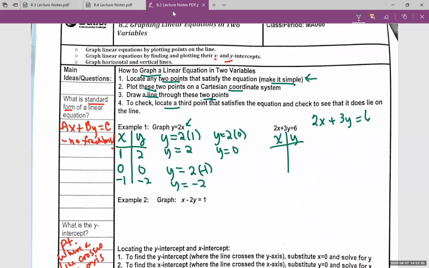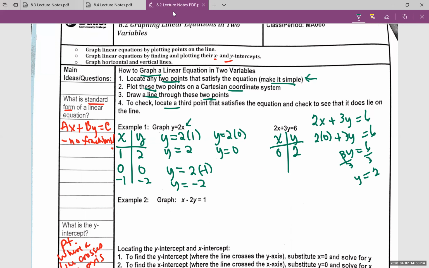I like to start with 0. So let's just see what happens. If we put in a 0 for the x, what do we get for y? So that cancels. We have 3y equals 6, divide by 3, divide by 3, y equals 2.